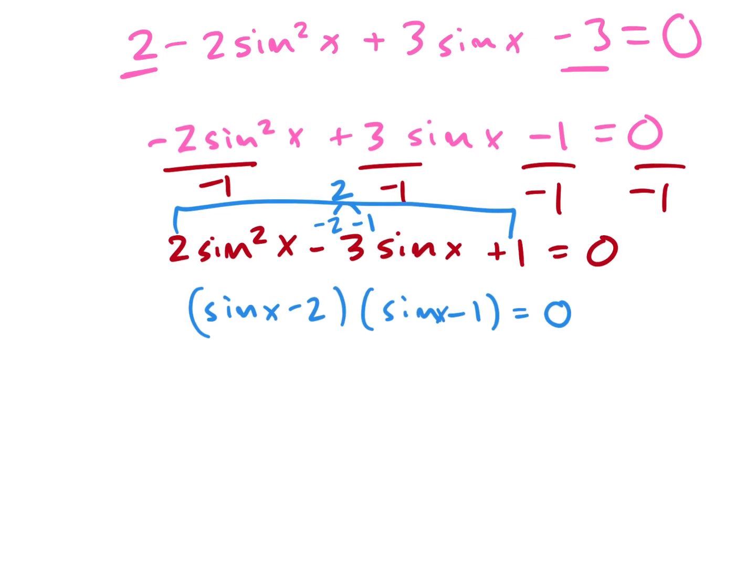Divide by 2. Since I started by multiplying, I have to remember to divide. So this is sine of x minus 1 is equal to 0. You only divide the last part, just the numbers. And then if it doesn't go in, we just move it in front of that sine.